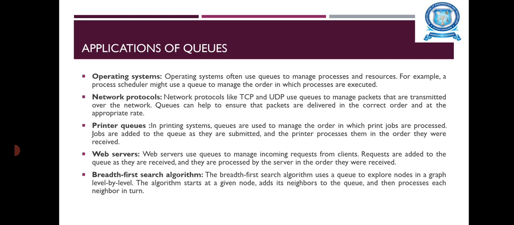Web servers use queues to manage incoming requests from clients. Requests are added to the queue as they are received, and they are processed by the server in the order they were received. Then the final application is the breadth first search algorithm. In data structures, the breadth first search algorithm uses a queue to explore nodes in the graph level by level. The algorithm starts at a given node and adds its neighbors to the queue and then processes each neighbor in turn. These are some of the applications that use the queue.